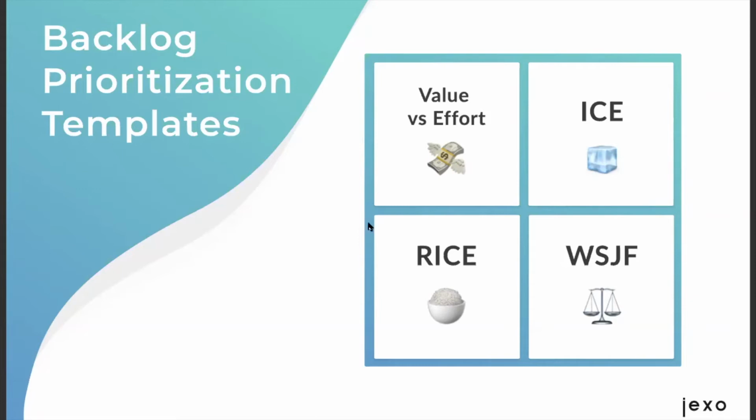The value versus effort model, which is this one, is the simplest and quickest. It's the best fit for prioritizing new products or MVPs, personal to-dos or small backlogs, but also for prioritizing basically anything, because it's very, very simple and useful. The next one is ICE, which is short for Impact, Confidence, and Effort. It was initially developed for prioritizing growth experiments, but it really grew in popularity.